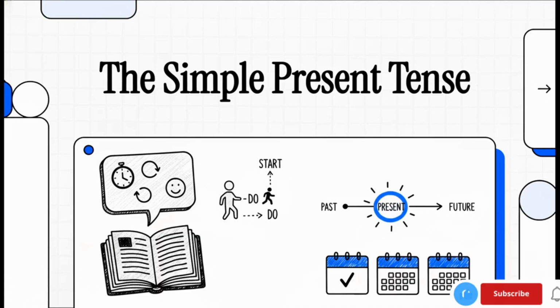Hey everyone, let's talk about probably the most common, most fundamental tense in all of English. Seriously, you use it all the time without even thinking about it. For your morning routine, for scientific facts, even for what time your favorite show starts. It's the simple present, and in the next few minutes, we're going to make sure you absolutely master it.